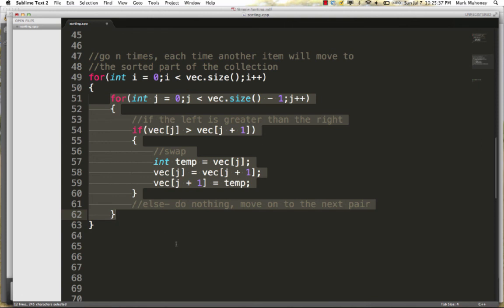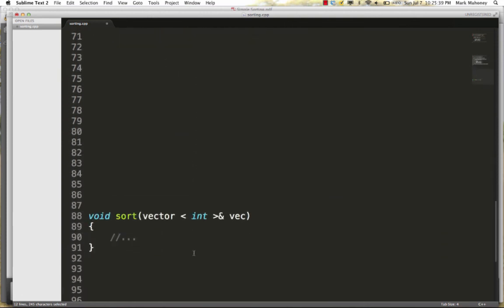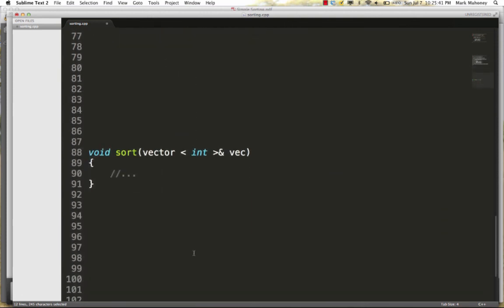Now this code can be put inside a function that can be reused anytime you need a sorted collection. So you might have a sort function that takes a vector by reference, and you could have that little nested for loop inside here. And that function will basically work anytime you need to sort some values.